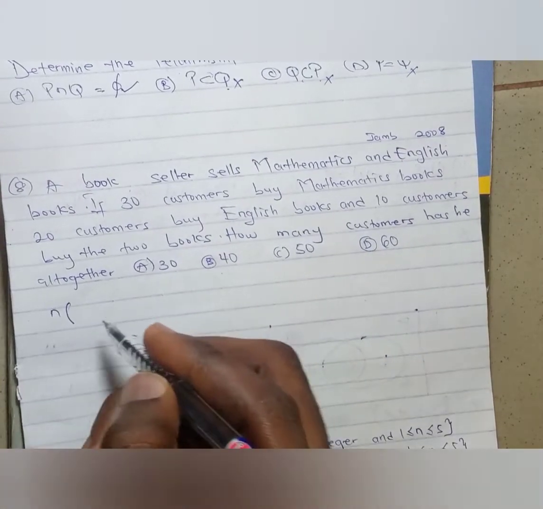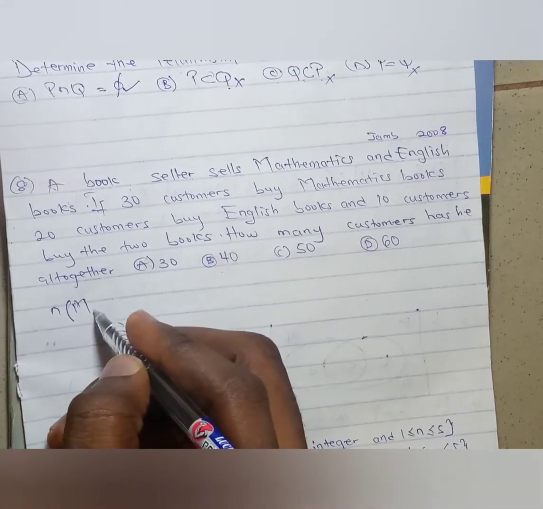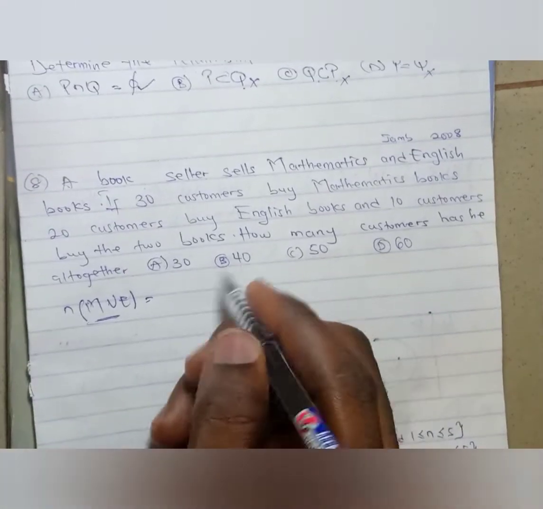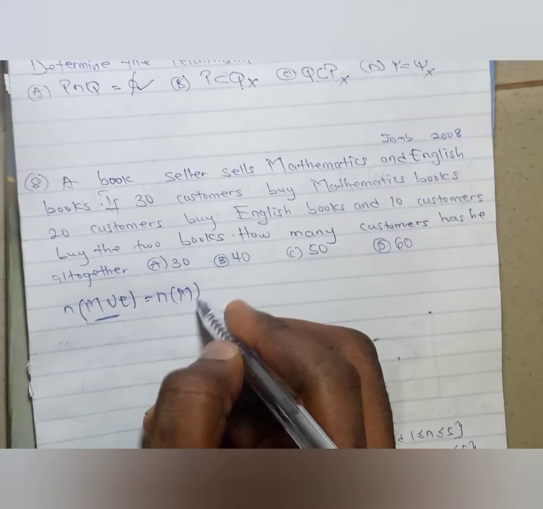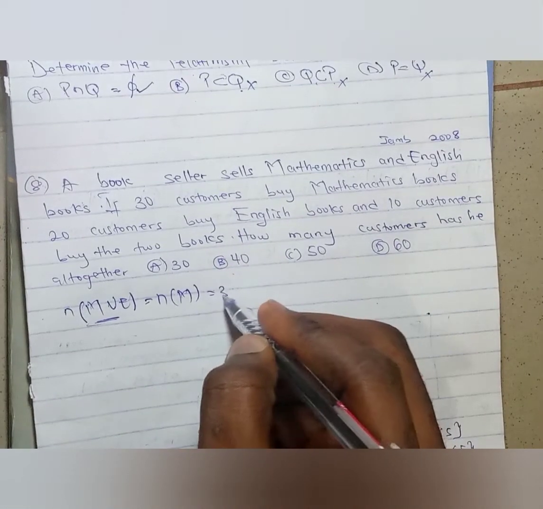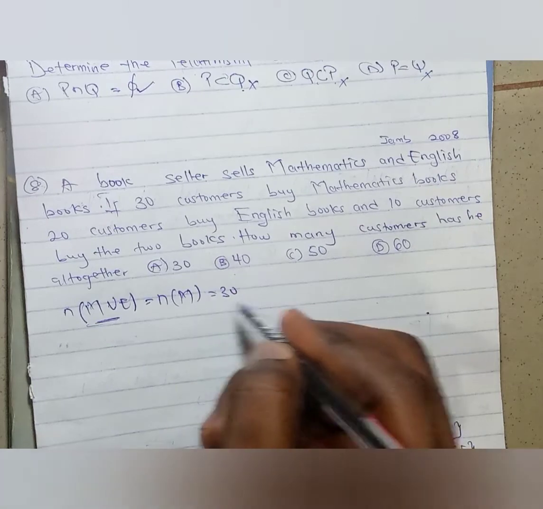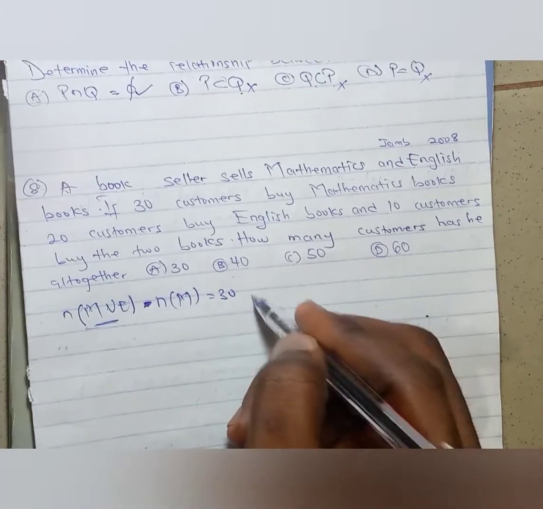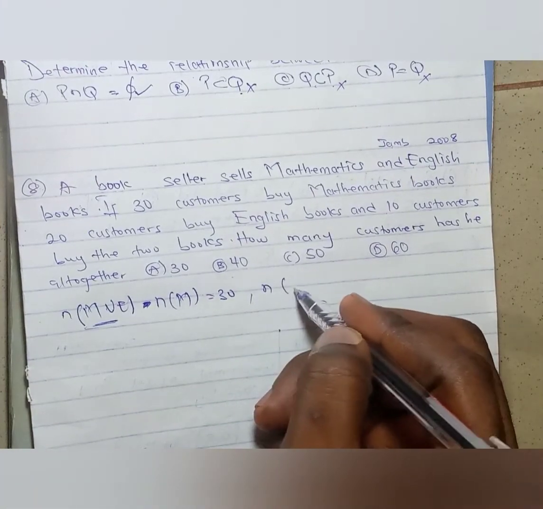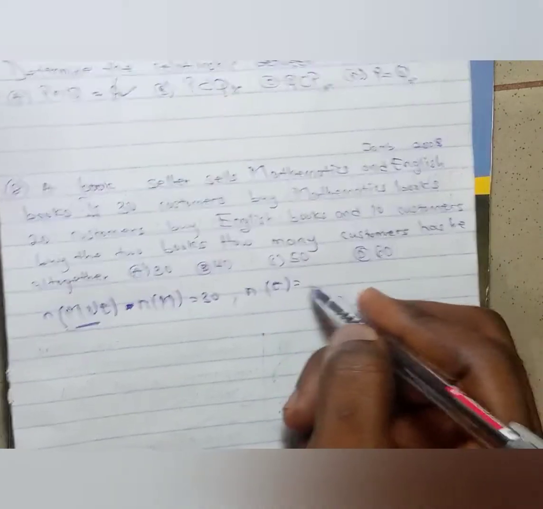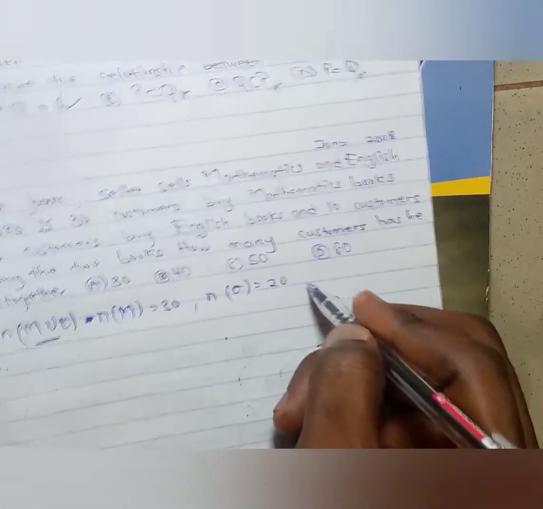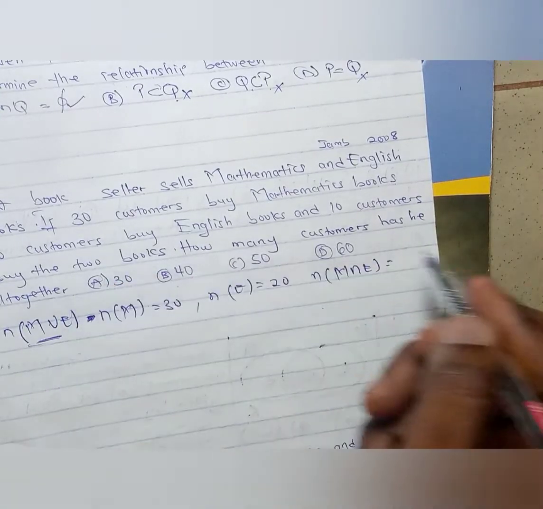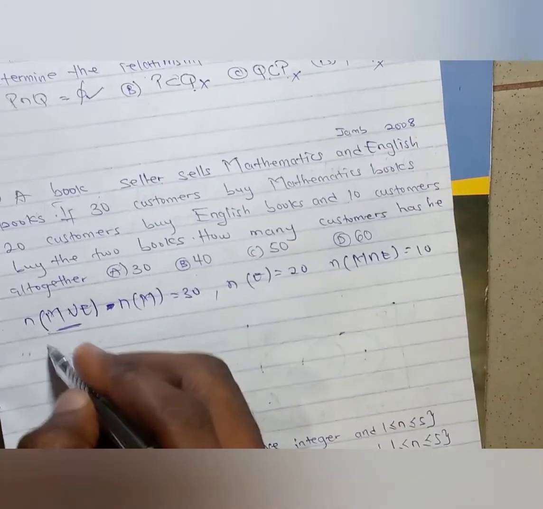Number of customers that purchase mathematics books and English. I have to compute this. The number of mathematics customers is given by 30. The number of English customers is 20. The number of both mathematics and English, the intersection between mathematics and English, is 10. So let's apply the formula.